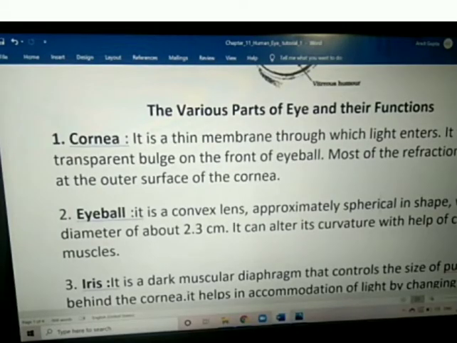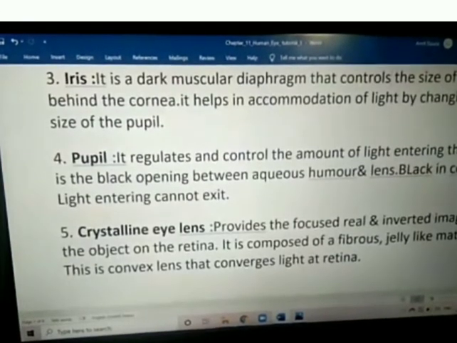Then we have the iris, which is a dark muscular diaphragm that controls the size of the pupil. It is behind the cornea, and it helps in accommodation of the light by changing the size of the pupil. The pupil is regulating and controlling the amount of light entering the eye. It is a black opening between the aqueous humor and the lens.